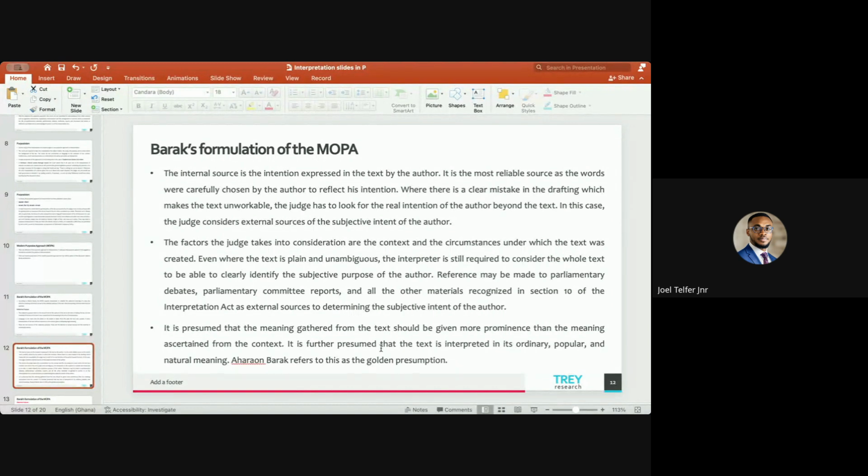The next step is that even where the words are patently clear and unambiguous, it is still important to consider the text as a whole, because words are not used in isolation. The context and the whole or the generality of words used in an enactment must be considered together to provide the subjective purpose that the author intended to achieve in the text.